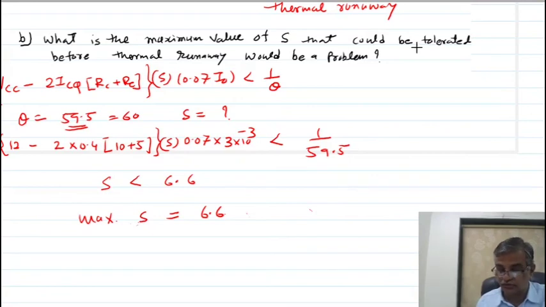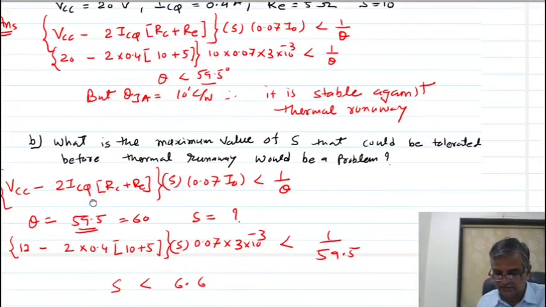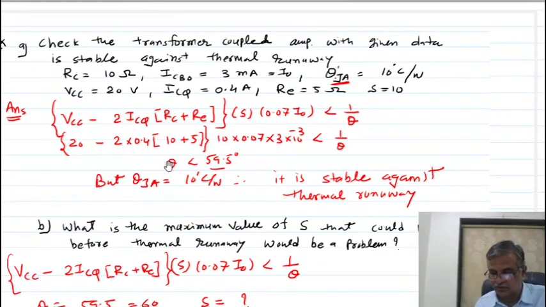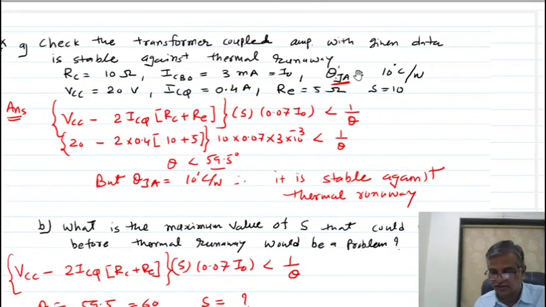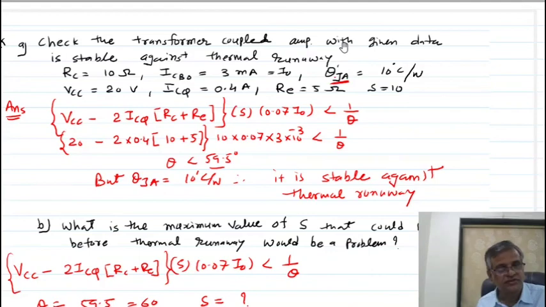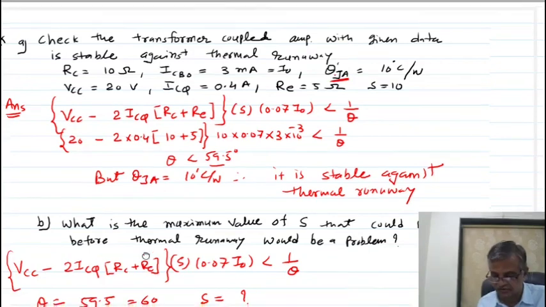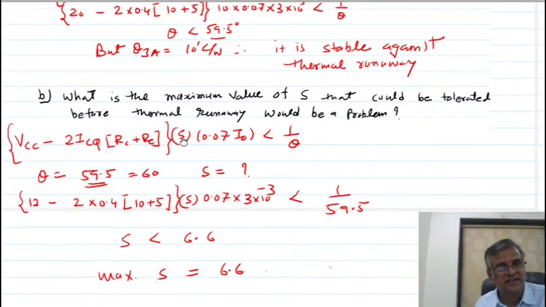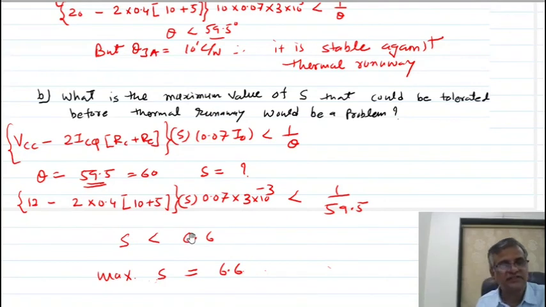So this is the value that can be tolerated. I think you understand this problem. Look here what I did. You know this condition should be satisfied. By putting all the values, your theta should be less than this value. Whatever theta is given here, it should be less than this value. So it is less, and thermal runaway will not occur. Second, for a given theta, what should be the maximum value of S? The maximum value of S is this one, not more than this. So I think you understand.